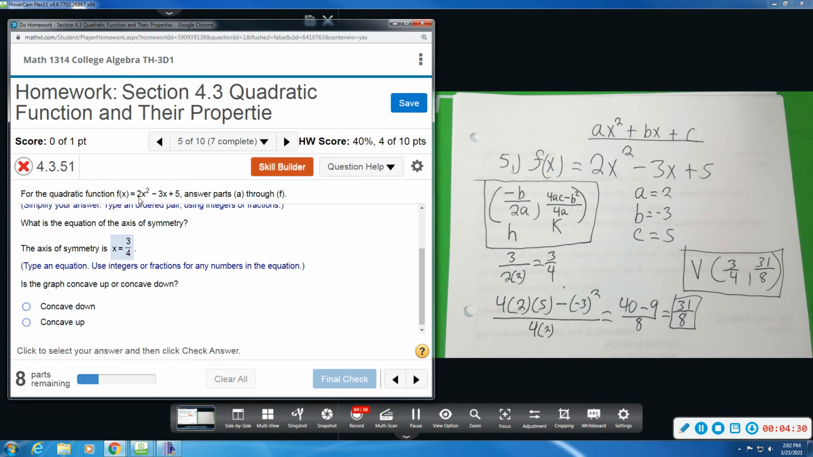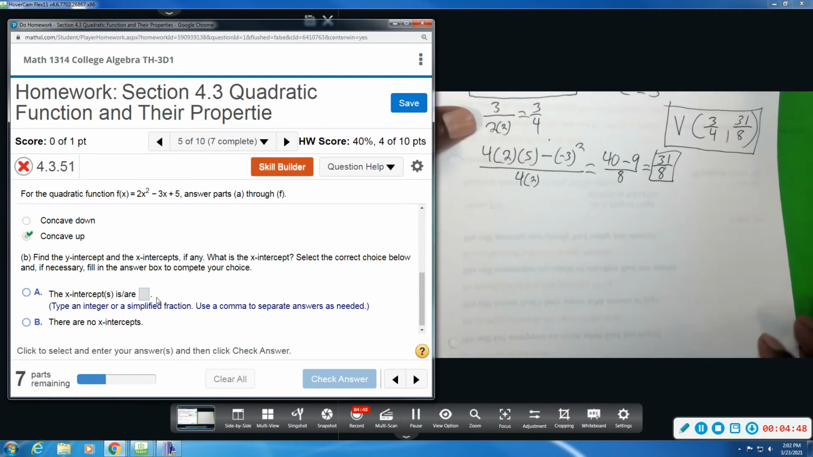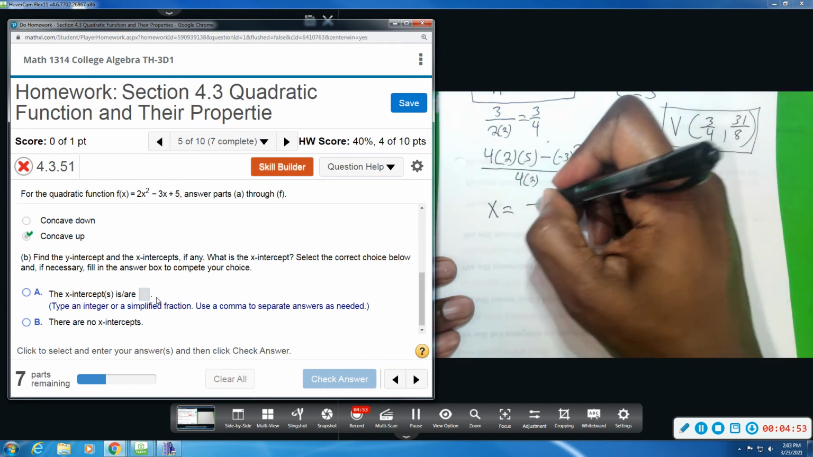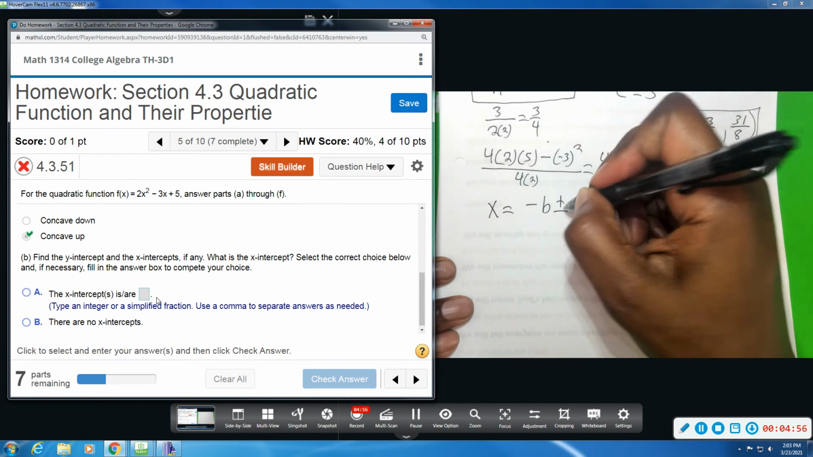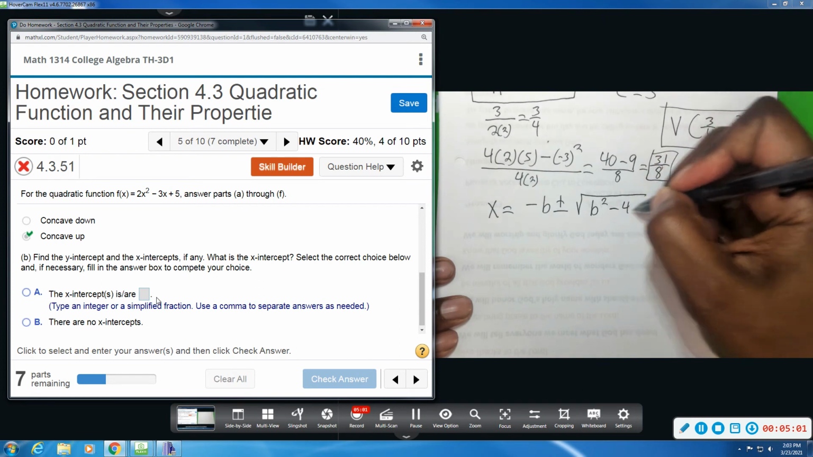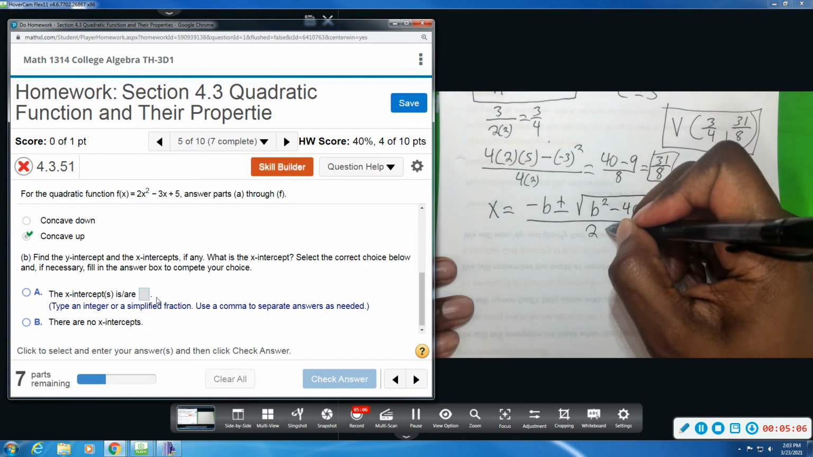Concave up or down. Okay, if I look at this equation, the a, the number out front, 2, is positive. So it will be concave up. We'll be going up. All right, the x-intercepts. In order to figure out the x-intercepts, we want to use the quadratic formula. x equals negative b plus or minus the square root of b squared minus 4 times a times c, all divided by 2a.